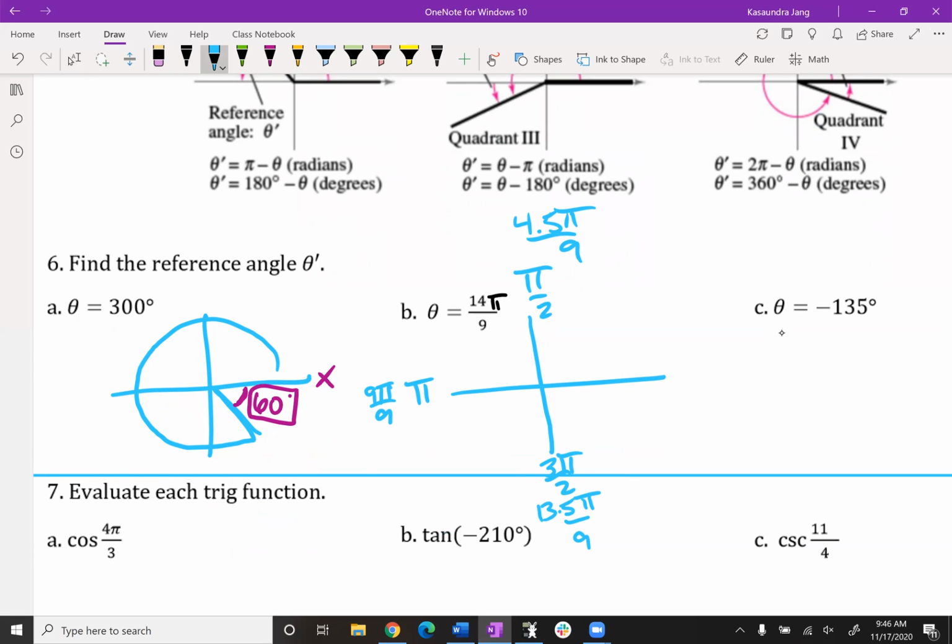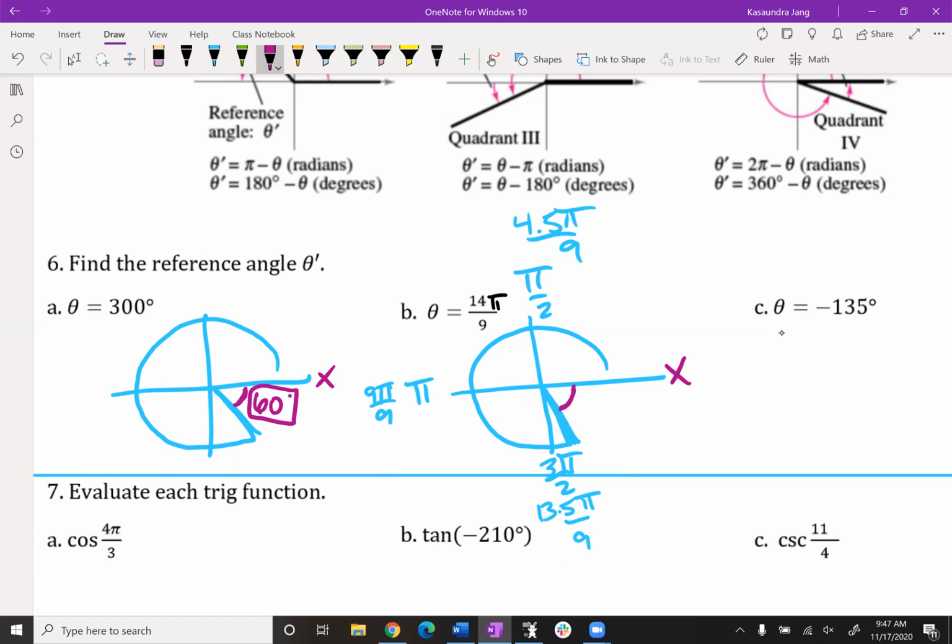Which quadrant am I in? 4. Fourth quadrant. Okay, because 13.5, I'm going with 14 pi ninths. So I'm going to go a little past my 13.5. But I don't even care how far past it. I'm in the fourth quadrant. All right, so then let's find this reference angle that goes to the x-axis. I'm going to find it in radians. They gave me the original angle in radians, so I'm going to find my reference angle.